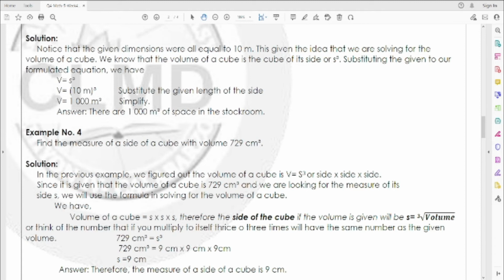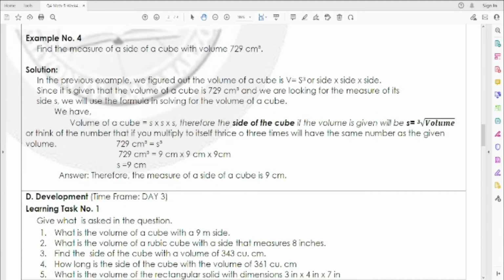Or think of a number that if you multiply to itself thrice, or 3 times, will have the same number as the given volume. 729 cubic centimeter is equal to S to the third power. 729 cubic centimeter is equal to 9 cm times 9 cm times 9 cm. So S to the third power means that you will multiply the number 3 times. So S is equal to 9 centimeter.